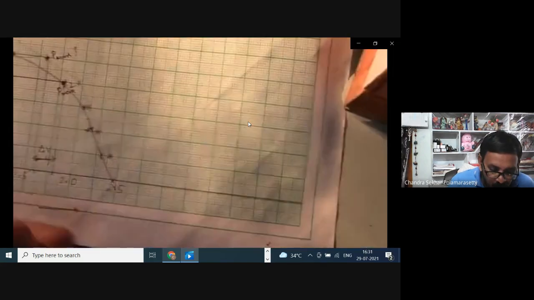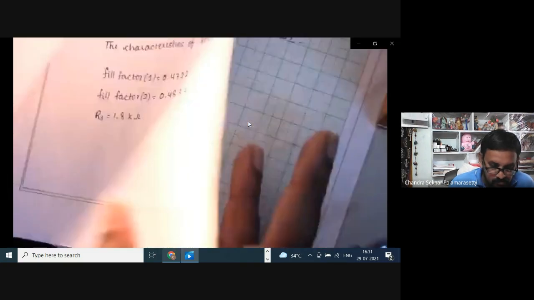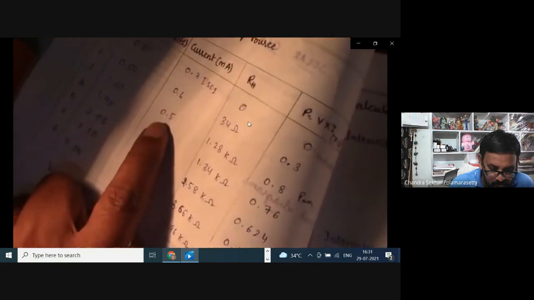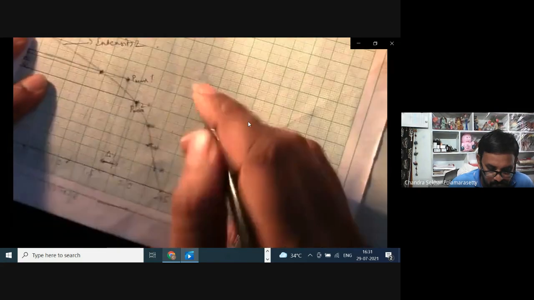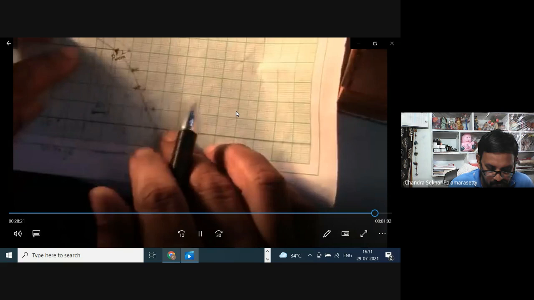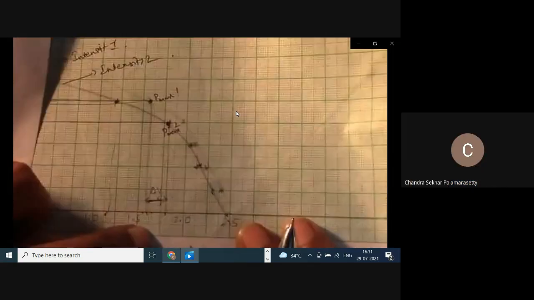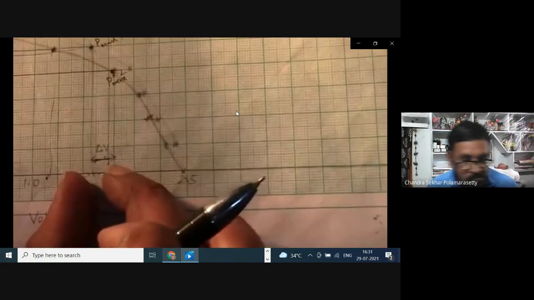Similarly, for the second reading, 1.24 volts, what is the current? 0.5 milliamperes. So 1.24 is somewhere around here. Okay, 1.24 here. So here, note down the corresponding current. What is it? 0.5. So put another dot like this. For each and every voltage, note down the corresponding current and connect all of them. So this is the VI characteristics of the solar cell.